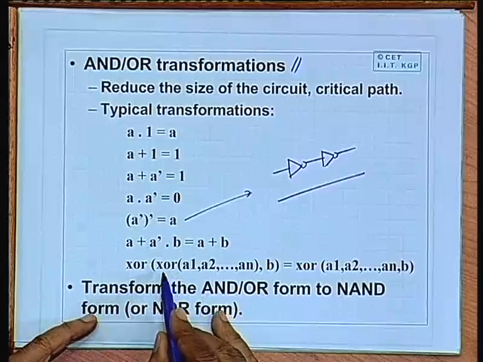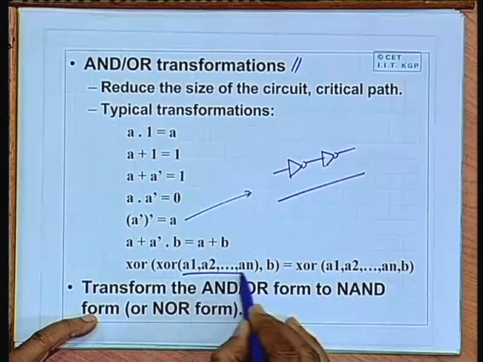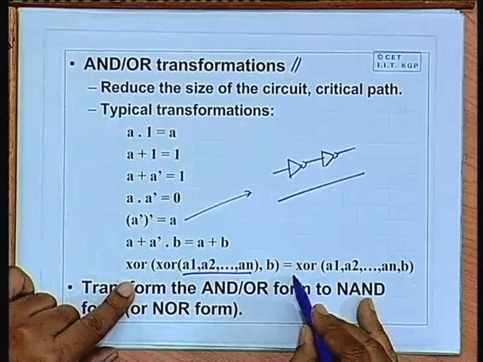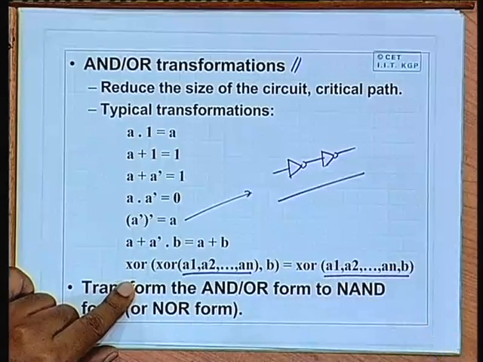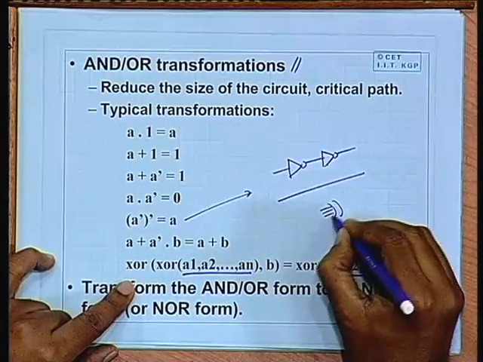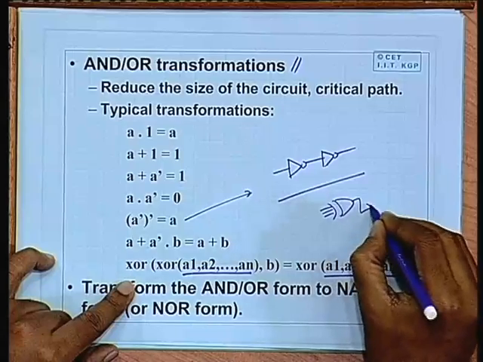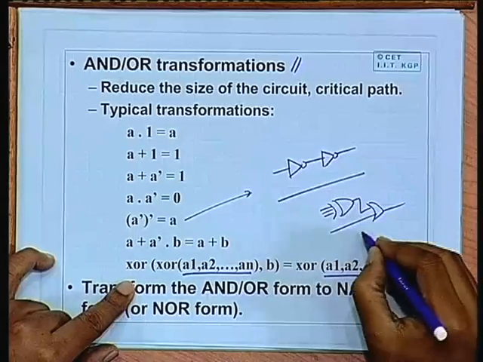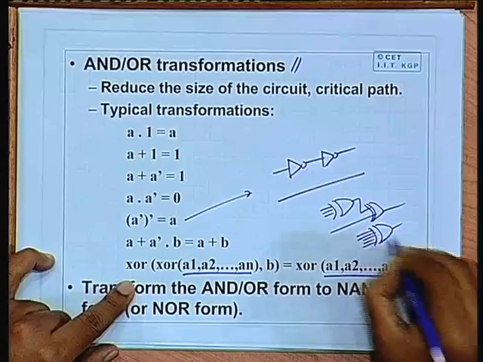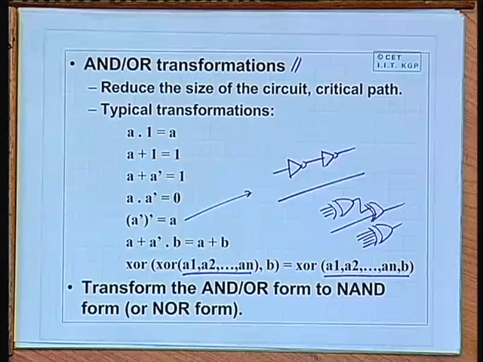XOR of some set of inputs and B is the same as a single XOR gate with all of them as inputs. So, if you have XOR of some inputs and another XOR of some other inputs, then you replace it by a single XOR gate with all the inputs. So, this kind of rules can be there, many of them. These are very simple rules. You just apply these rules to them one by one.